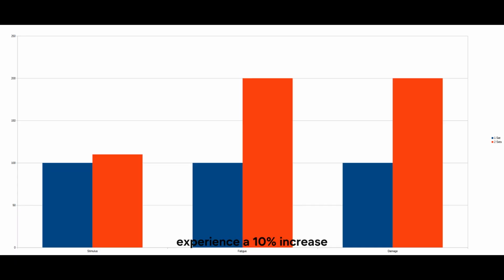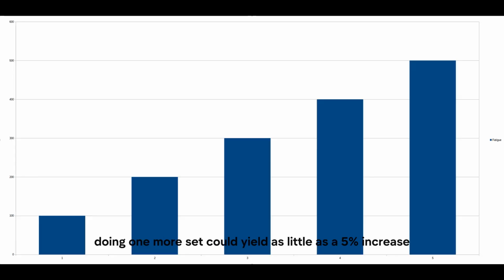While we may experience a 10% increase in stimulus from doing one more set, we will always experience a 100% increase in damage and fatigue from doing one more set, which, as we know, needs to be greatly respected and recovered from. Now, 10 to 1 is not really a good ratio. Another problem we face is that the stimulus multiplying property of volume is not uniform across muscle groups, meaning that with certain muscle groups, doing one more set could yield as little as a 5% increase in stimulus, while fatigue and damage receive a 100% increase nonetheless.